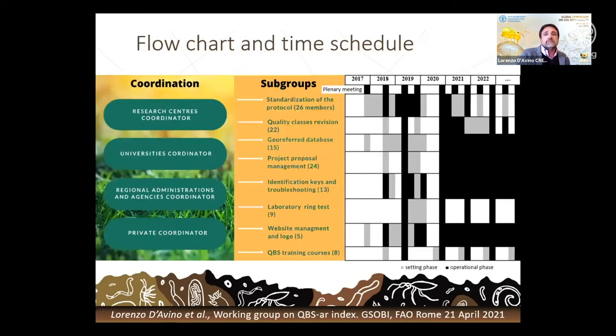We are organized in a core team of four coordinators, the first four authors of this presentation, representatives of the national body just referred to. And moreover, the group is structured in eight subgroups, and a coordinator and a deputy coordinator are defined for each subgroup. And every member can participate in one to three subgroups depending on his skills and his preference too.